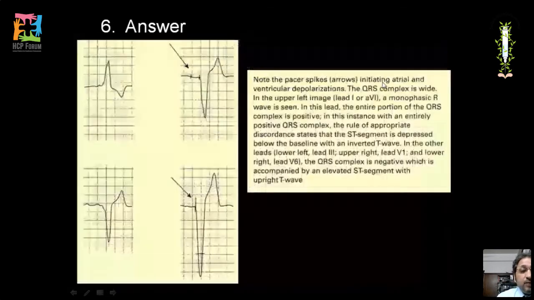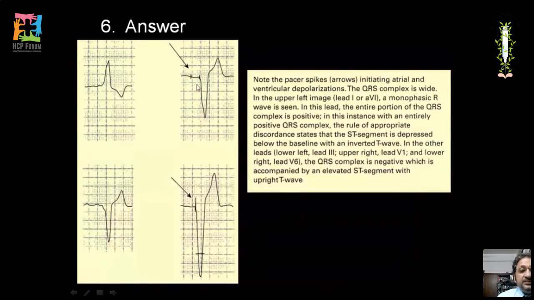And what is this STT discordance? It means that when the QRS is positive, the STT will be negative. And in leads where the QRS is negative, the STT will be positive. This is one of the indicators of ventricular pacing, and also of left bundle branch block.